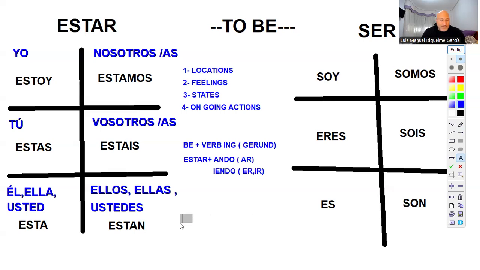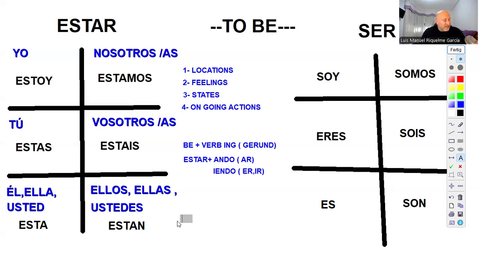If you want to say he is working, él está. And now we know that the verb to work is trabajar. But we don't want to say to work. We want to say working. We remove the -ar and we add the gerund ending in Spanish, which in this case is -ando. Él está trabajando. He is working.